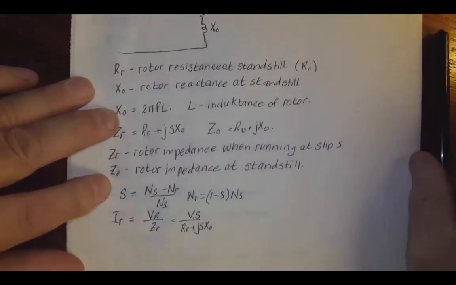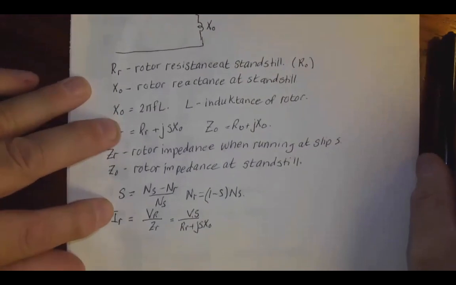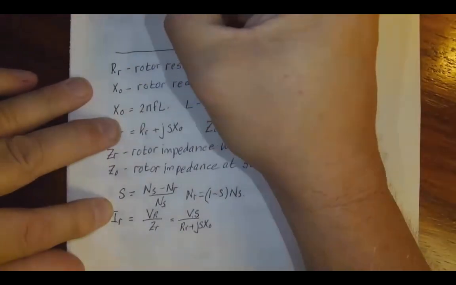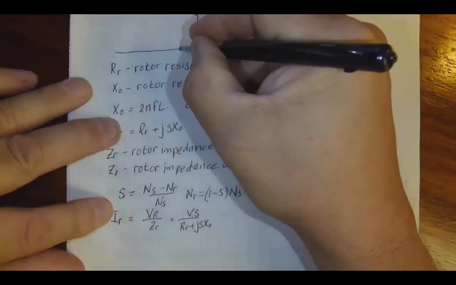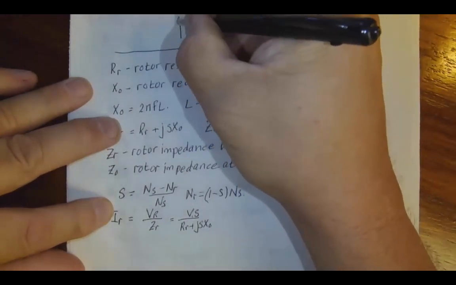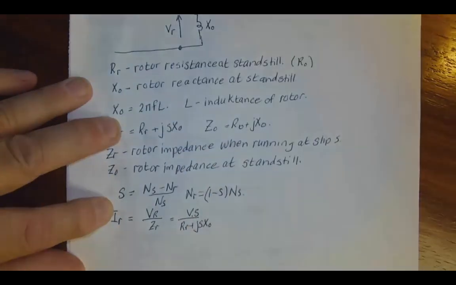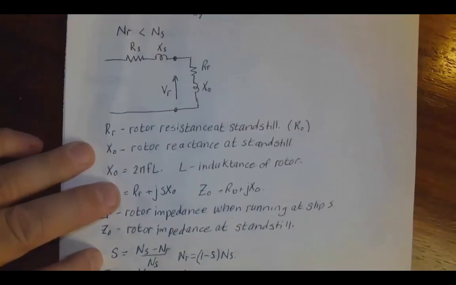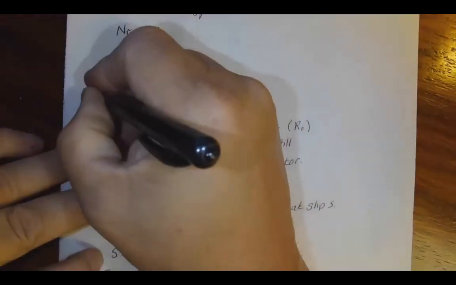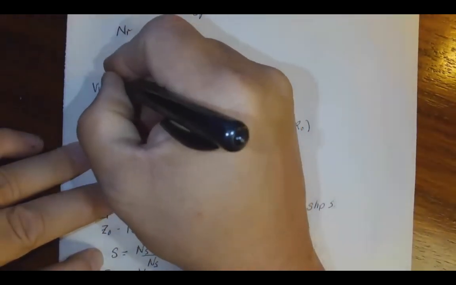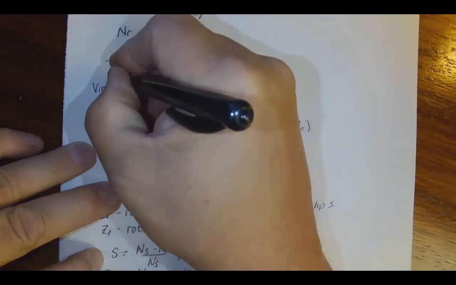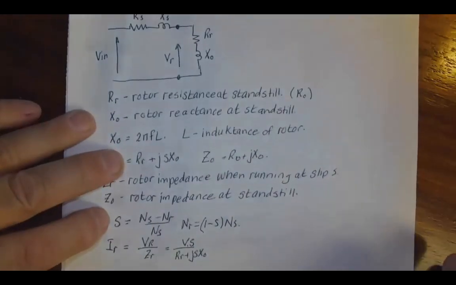And then the rotor current is the rotor voltage divided by the rotor impedance. Now that there will be your rotor resistance, voltage of the rotor. And this is your input voltage. Right.